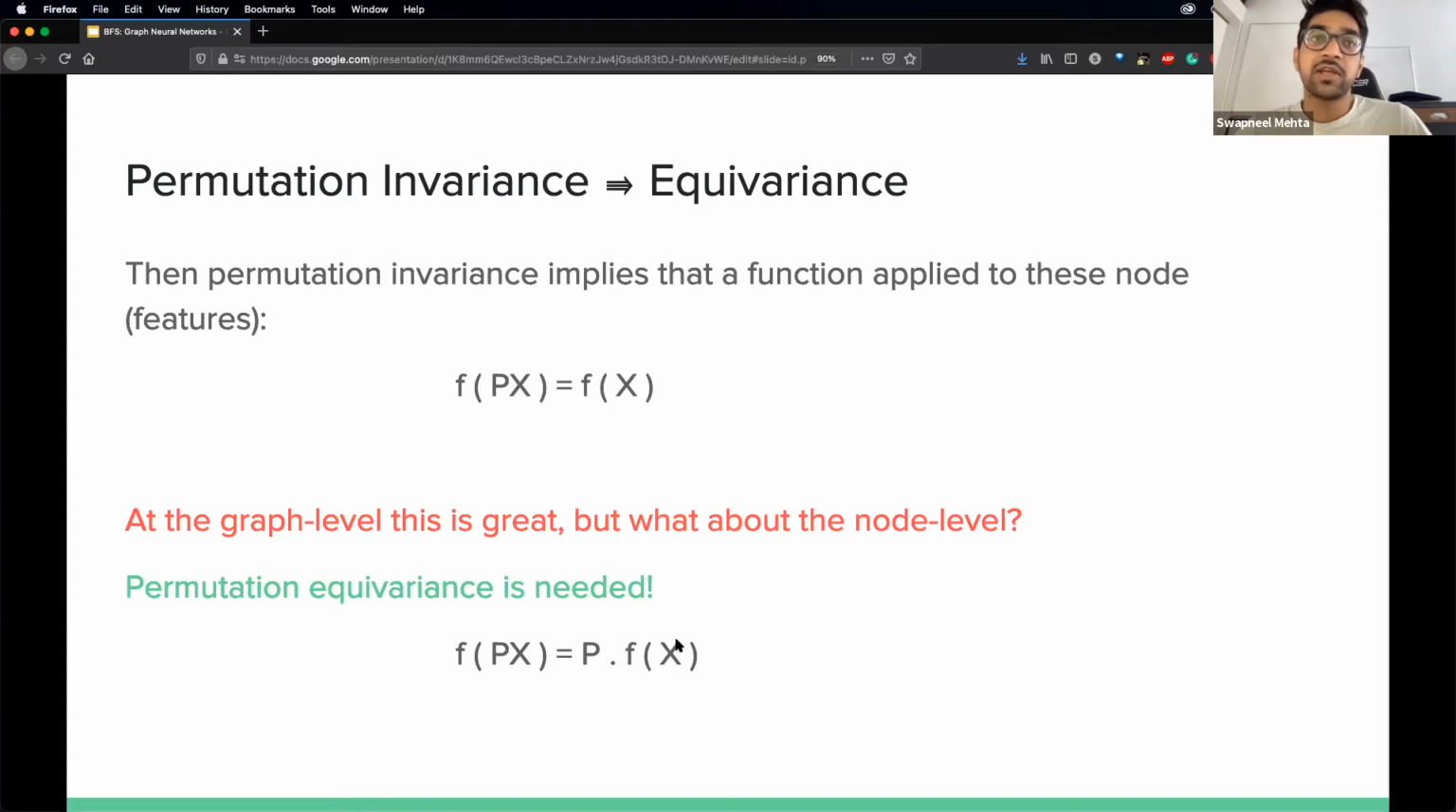This means if I know my first node is in the first row, my third node is in the third row, then that will be the case before or after applying the function. That will be the case whether you permute before or after applying the function. That matters because now I can examine node level outputs and say, okay, for this node, this is how it changed. For the other node, that's how it changed. So permutation equivariance and invariance are two things that you need to care about.